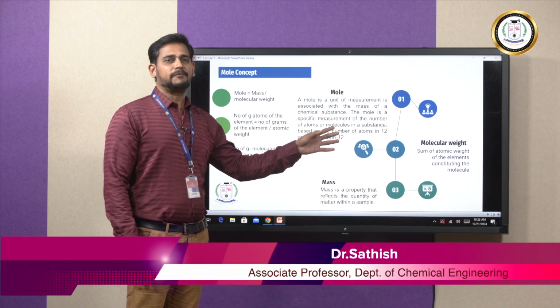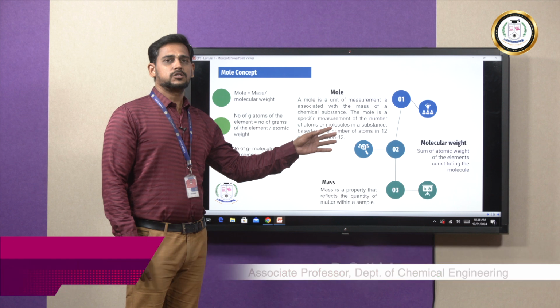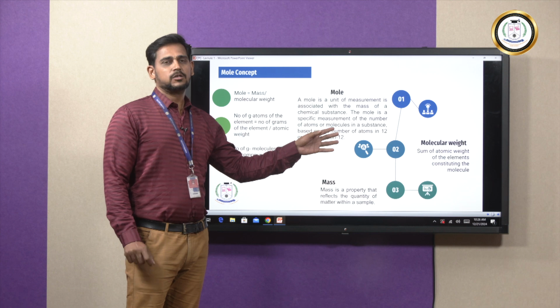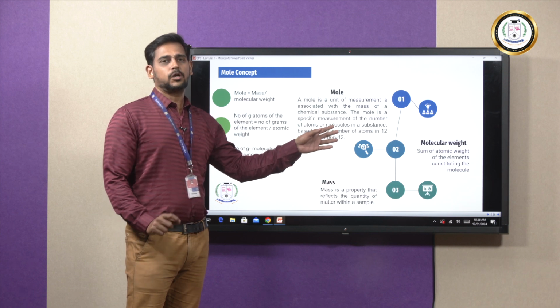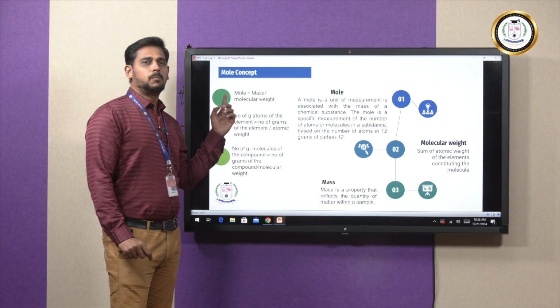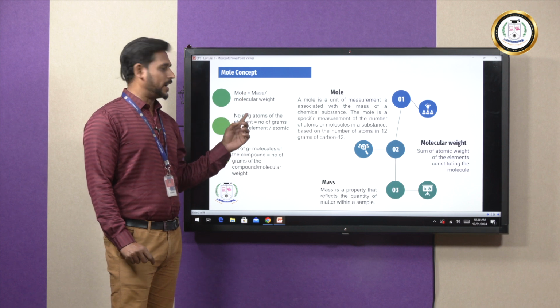For example, if we have H2O, hydrogen is 1 and oxygen is 16. So for 2 hydrogen atoms, we have 2 plus 16, which is 18. So the molecular weight of the water molecule is 18. Then mass, as we know, is the property that reflects the quantity of matter within a sample. So moles is equal to mass divided by molecular weight.